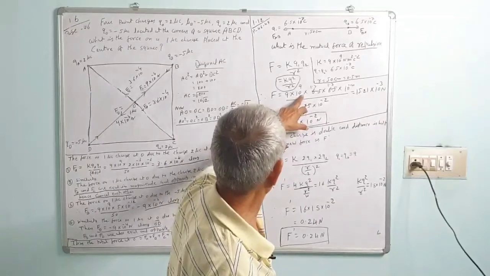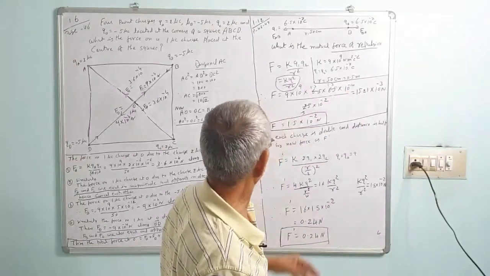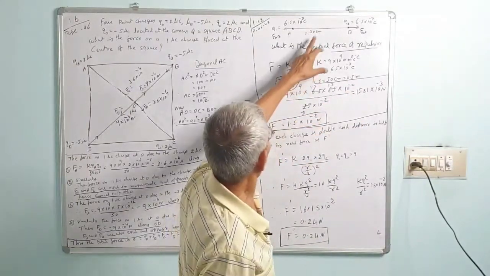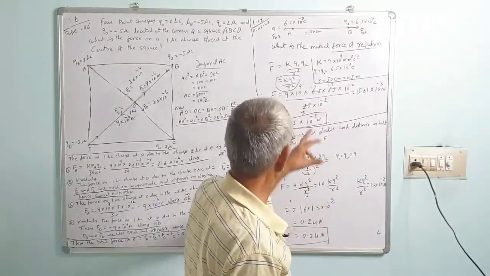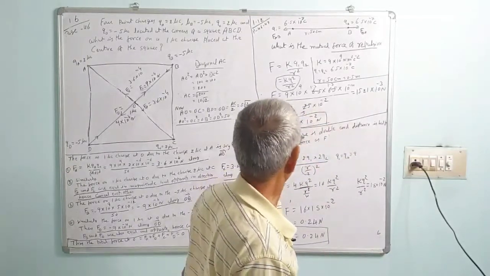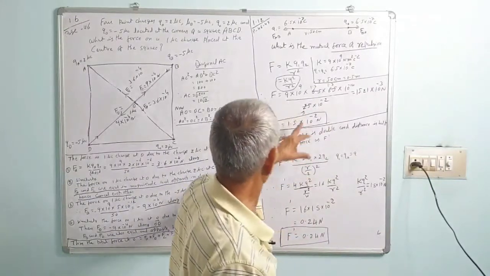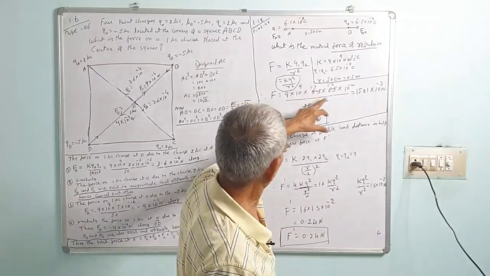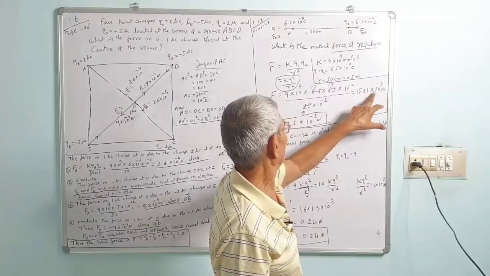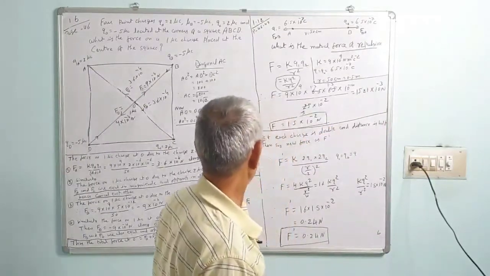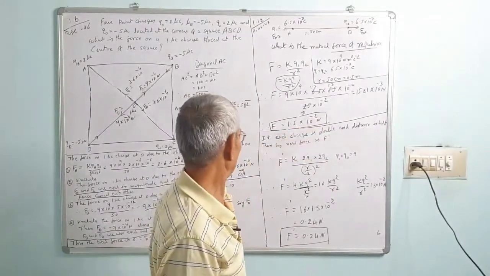K is 9 into 10 raised to power 9, 6.5 into 6.5 into 10 raised to power minus 14, upon the 50 centimeter, that is 0.5 meters. The square of 0.5 meter is 0.25, or 25 into 10 raised to power minus 2. The pi will cut this 1.3, here also 1.3 will cut. To simplify, you will get 15.21 multiplied by 10 raised to power minus 3 Newton, or you can write approximately 1.5 into 10 raised to power minus 2 Newton.